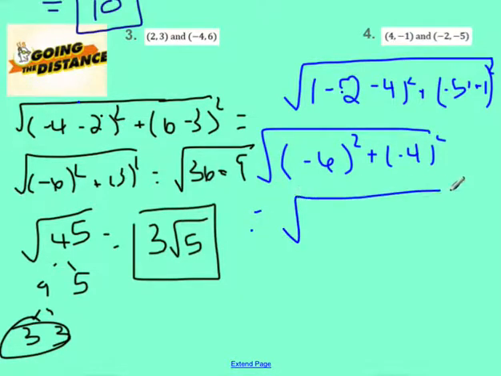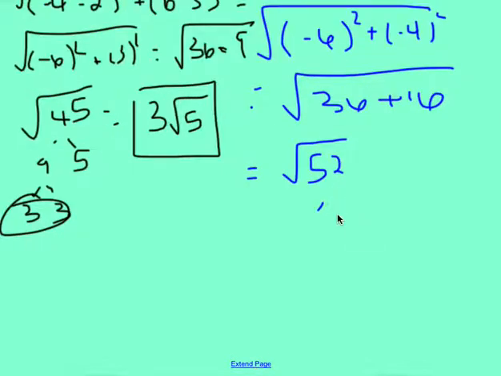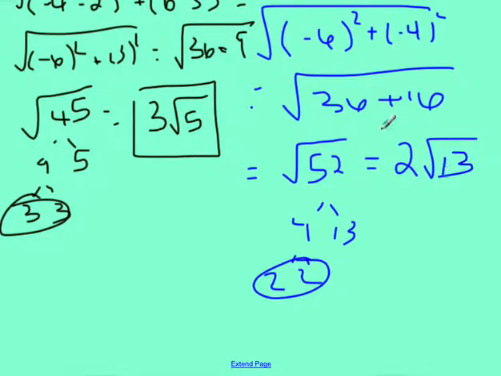So that's going to be the square root of 36 plus 16. So you get the square root of 52. And we can simplify the square root of 52. So 52 we can divide into 4 and 13. 4 we can split down to 2 and 2, so we can take out a pair of 2's. So it's going to be equal to 2 times the square root of 13 for your final answer.